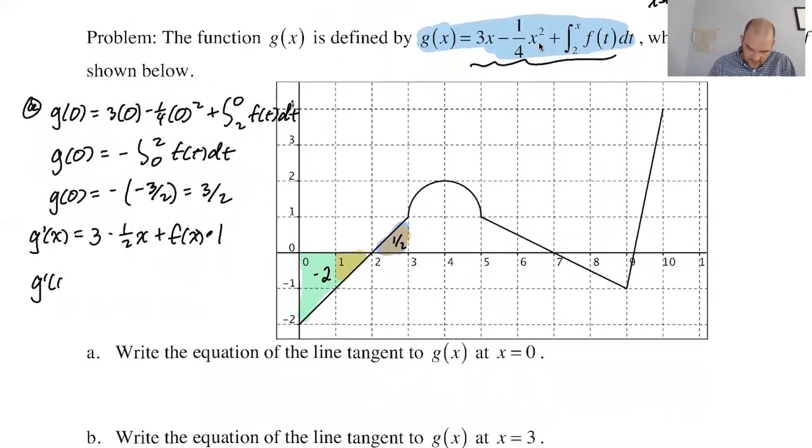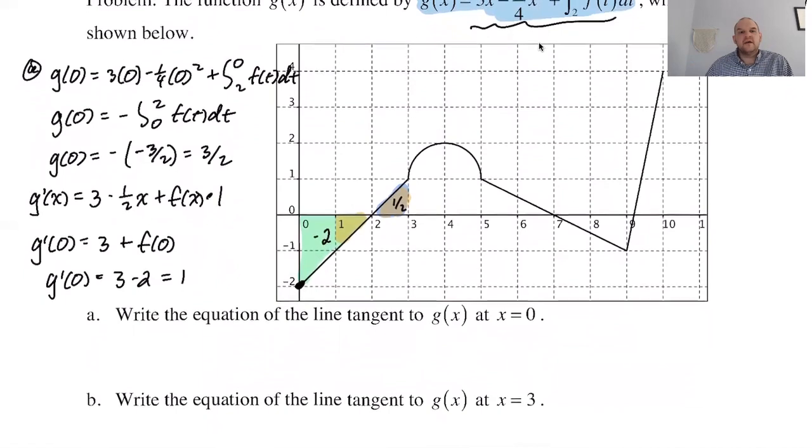So then g prime of 0 is 3. I'm not going to write the -0, so plus f of 0. F of 0, you go to the graph, and you can see it's -2. So g prime of 0 is 3 minus 2, which is 1.